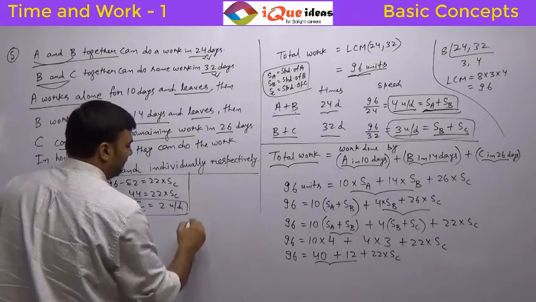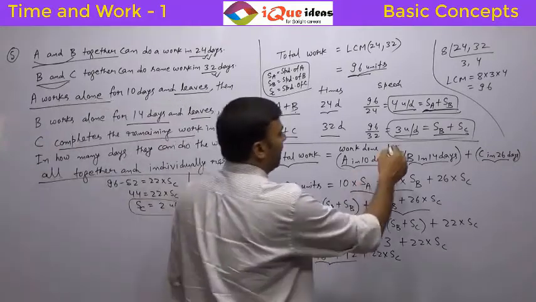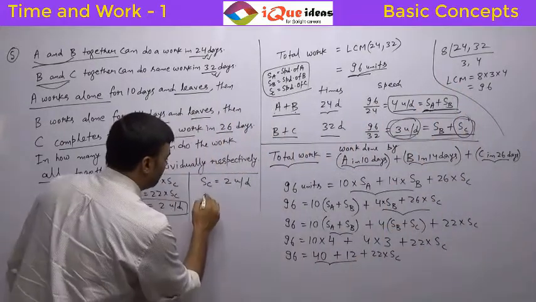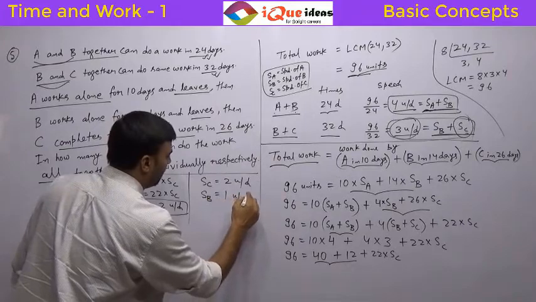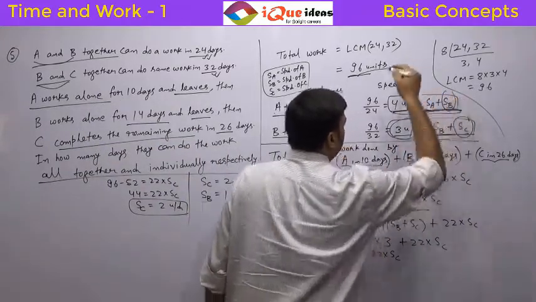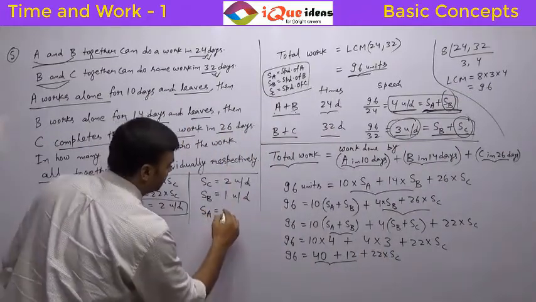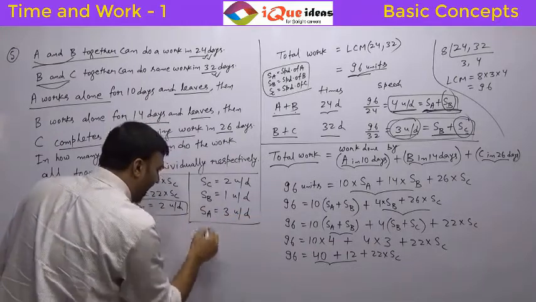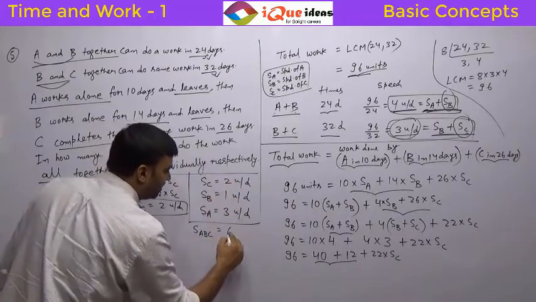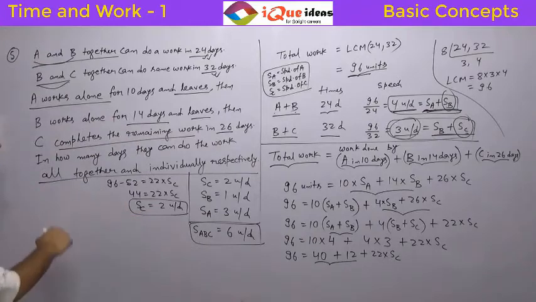Fantastic. So we have speed of C as 2 units per day. Now see, combined speed of B and C is 3 units per day. If you put speed of C as 2 units per day, you will get speed of B as 1 unit per day. Now combined speed of A and B together is 4 units per day. If you put speed of B as 1 unit per day, you will get speed of A as 4 minus 1, that is 3 units per day. If you add all the 3, you will get speed of ABC combined together, and that will be 2 plus 1 plus 3, 6 units per day. So now we have the speed of every individual person and the combined speed.